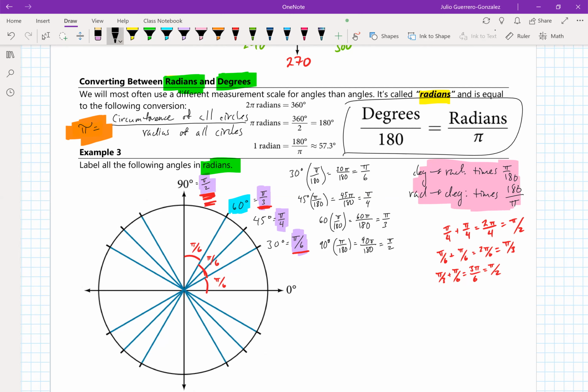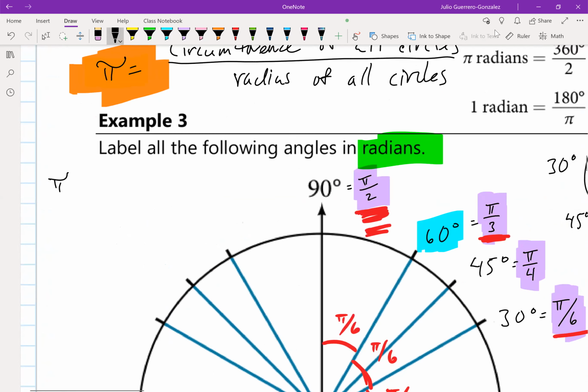So pi is a never-ending number. And so pi, the number itself, is 3.14159 2736... I can't remember the rest, but it never ends. It is what's called a transcendental number. It's a decimal number that never ends. Let me just put it that way. Okay.